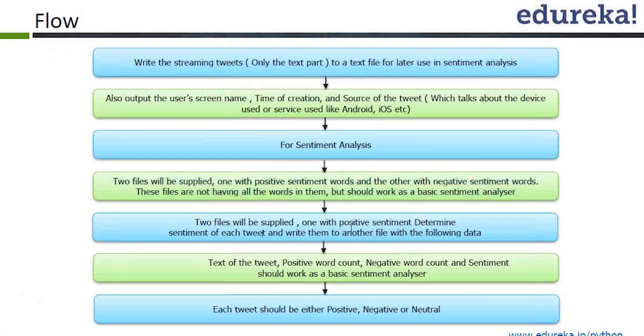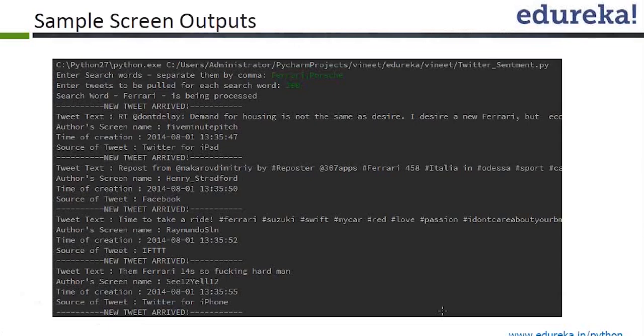So basically it's the same thing, right? One with positive words, and based on that we'll determine whether the sentiment is positive, negative, or semi-positive. The text of the tweets, positive word count, negative word count, and sentiment should work as a basic sentiment analyzer. Now if you have to do a high level sentiment analysis, then you would need to use natural language processing, which I have not used. That's a different subject altogether, and it's a 6 month course. So we have not included that as part of our Python program, because natural language processing is a subject in itself, which can be done through Python as well. Each tweet should be positive, negative, or neutral. Let's see how we do that.